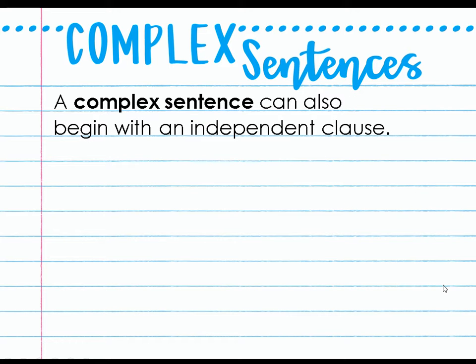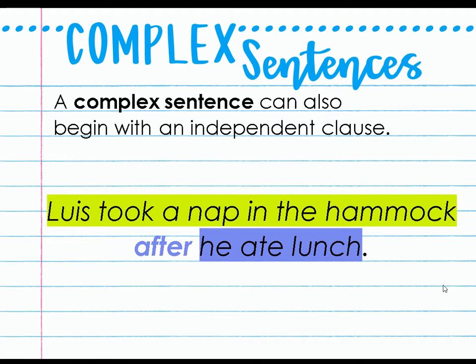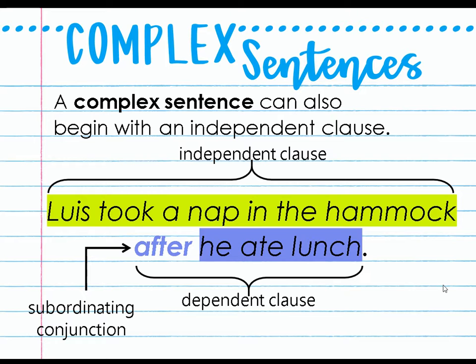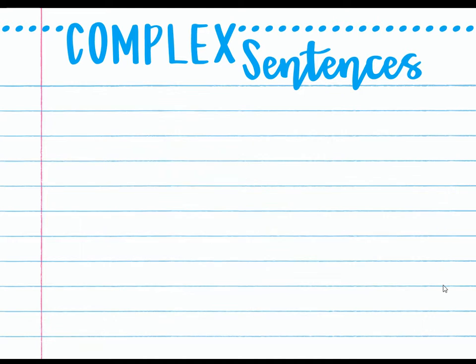A complex sentence can also begin with an independent clause. Luis took a nap in the hammock after he ate lunch. Notice that Luis took a nap in the hammock is our independent clause here. It's a complete thought. Luis is our subject. What did he do? He took. After, in this case, is our subordinating conjunction. When we add that to he ate lunch, that becomes our dependent clause. Now, do we have a comma on this one? No comma, because we began our sentence with our independent clause.